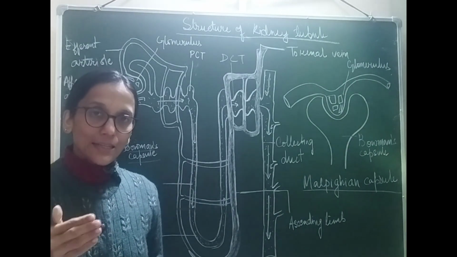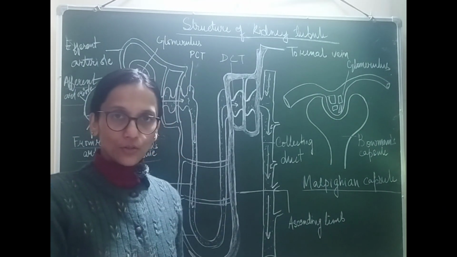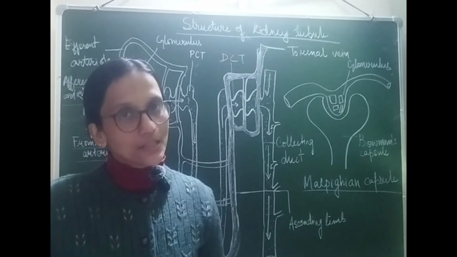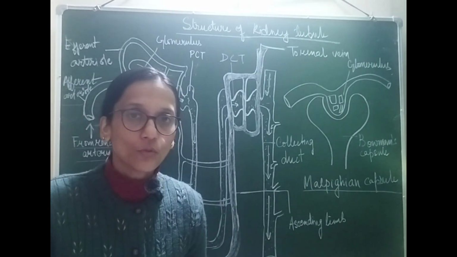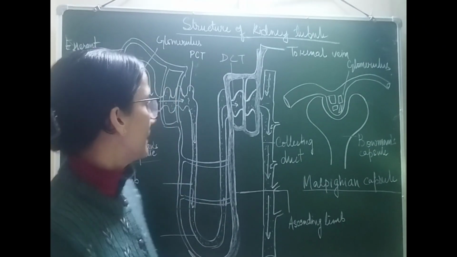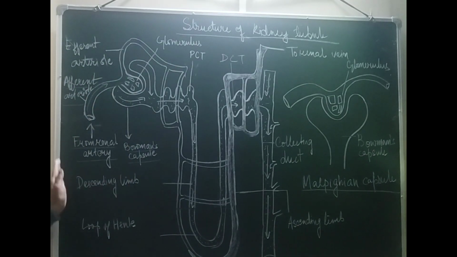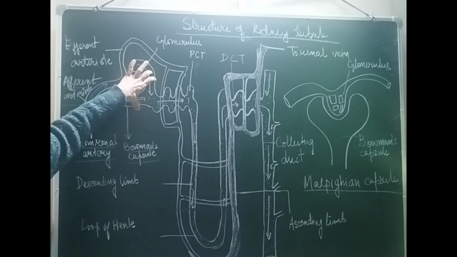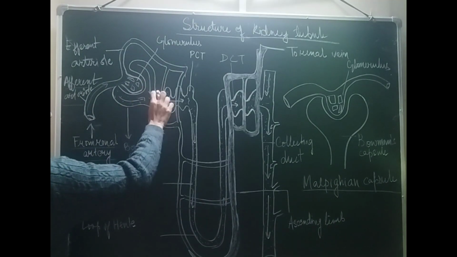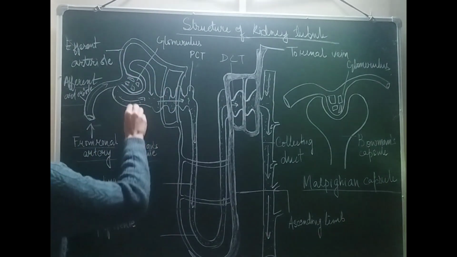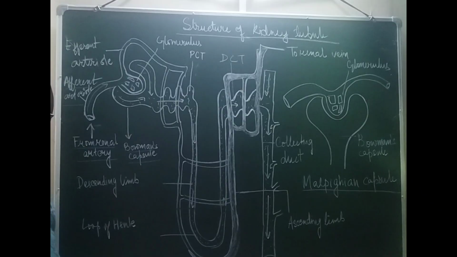Always remember, any blood vessel that enters into a structure starts with A, afferent arteriole, and the one which comes out of the structure starts with E, which is efferent arteriole. So the blood carrying the nitrogenous waste will now enter into this cup. There it is going to throw out its nitrogenous waste. And how is it going to throw out the nitrogenous waste?